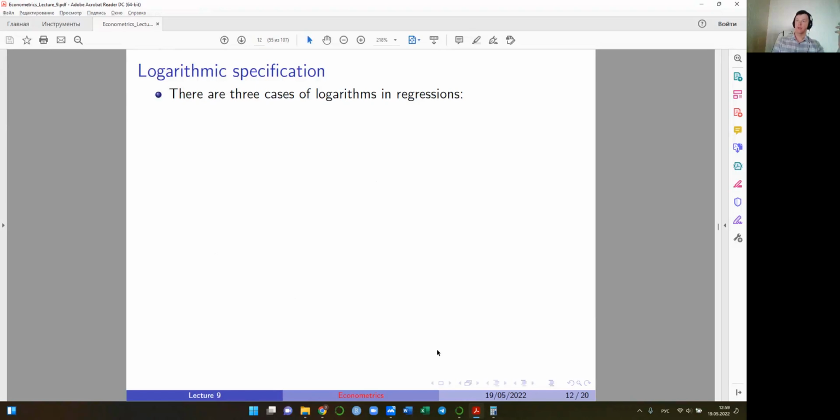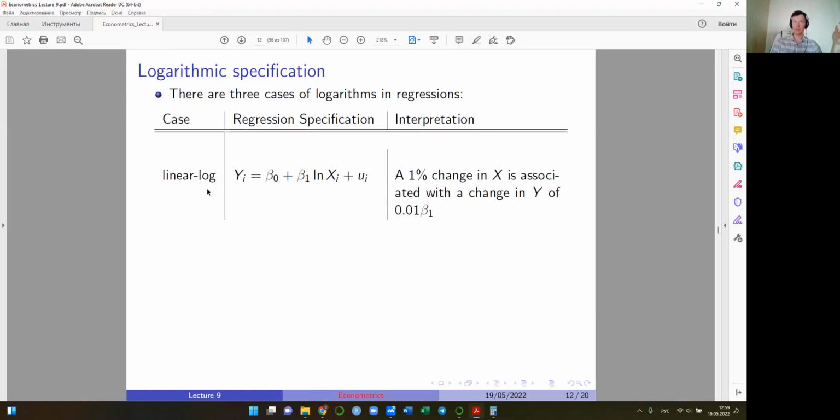Let's see how this works when we specify the logarithmic regression function. There are three cases of logarithms in regressions. The first case is called the linear-log model, and it looks like this. y is in levels and x is taken as the logarithm of x. And the interpretation of beta 1 is the following.